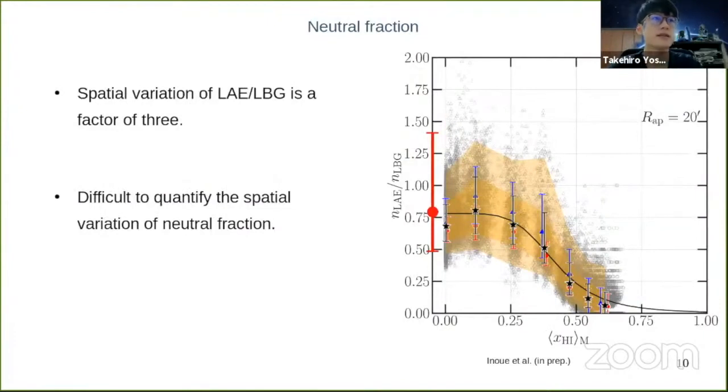The scatter of the spatial variation of the LAE to LBG number ratio is shown in these red marks. However, as seen in this figure, the uncertainty of the number ratio is large due to the shallow depth of our observation. So we cannot give a strict constraint on the neutral fraction. Unfortunately, we cannot detect the spatially inhomogeneous reionization.